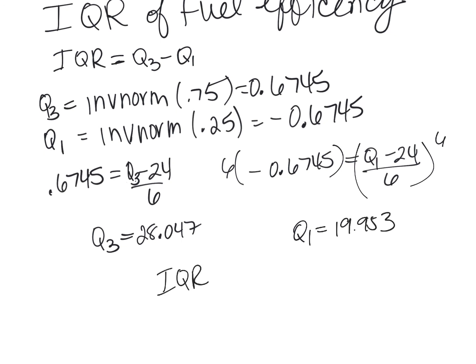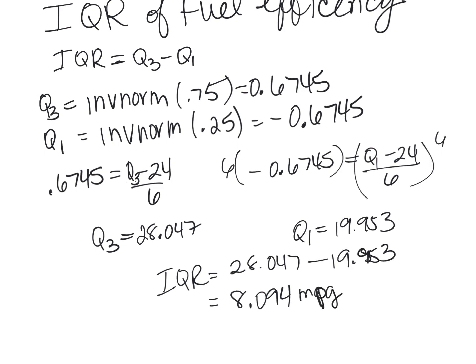So my IQR is 28.047 minus 19.953. So the IQR of fuel efficiency is 8.094. That's the middle 50%, is that spread out. And it's still miles per gallon.